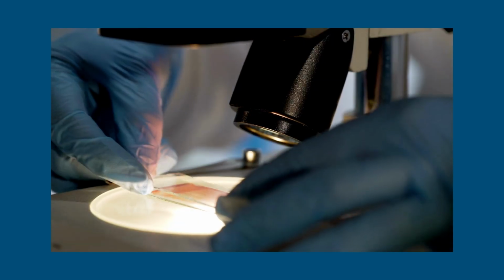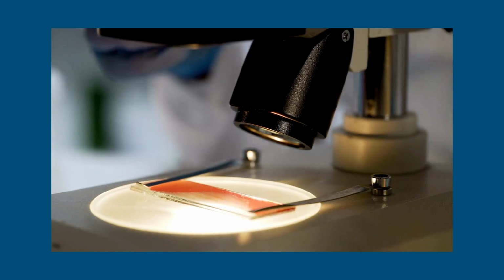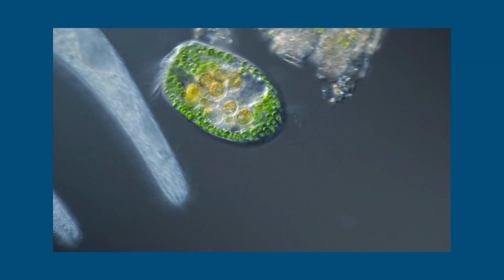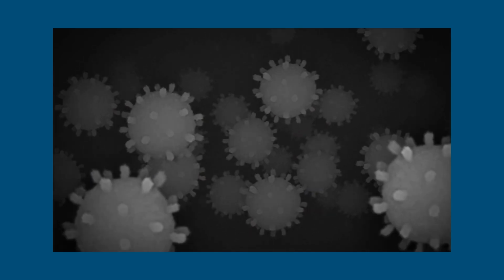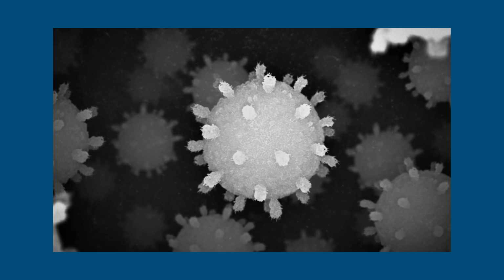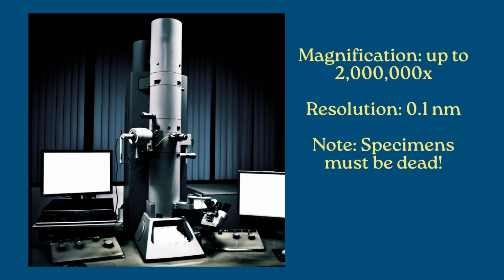Light microscopes use, well, light. They're great for viewing living cells in colour, and they're perfect for school labs. But if you need to see really, really tiny details, like viruses, you'll need an electron microscope. These use beams of electrons for a mind-blowing level of detail.